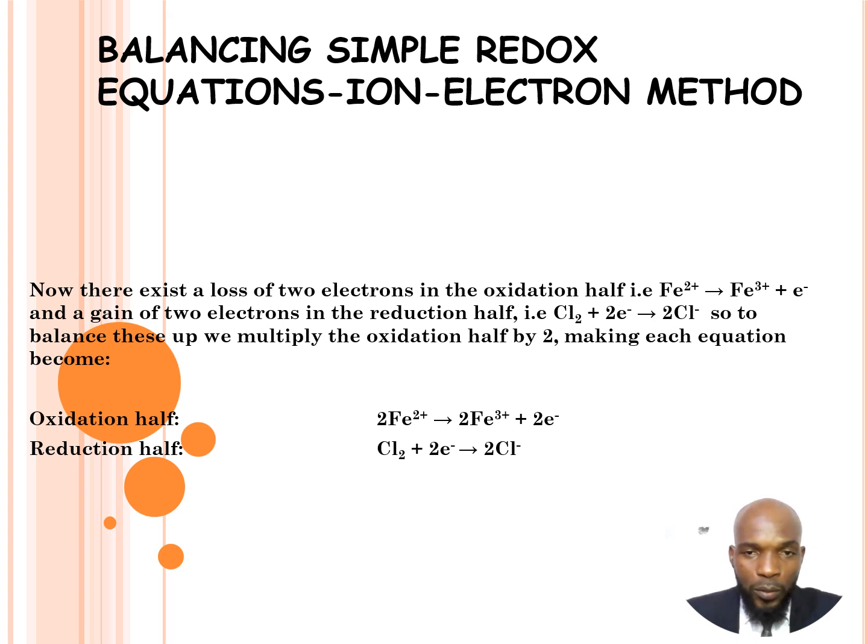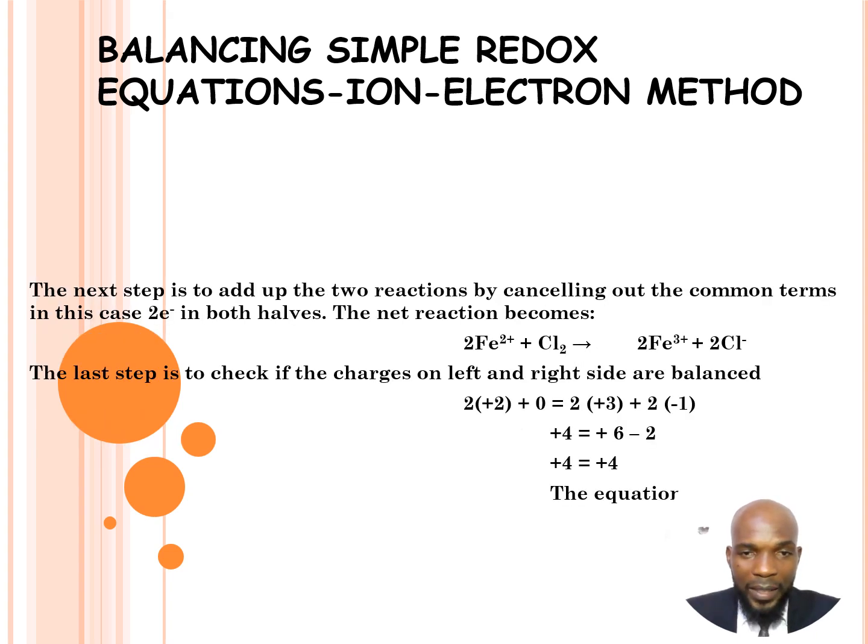There exists a loss of 1 electron in the oxidation half, iron 2 to iron 3 plus an electron, and a gain of 2 electrons in the reduction half. So to balance this up, we multiply the oxidation half by 2, making each equation to become as shown on the slide. The next step is to add up the two reactions by cancelling out the common terms, in this case 2 electrons in both halves. The net reaction becomes as shown.